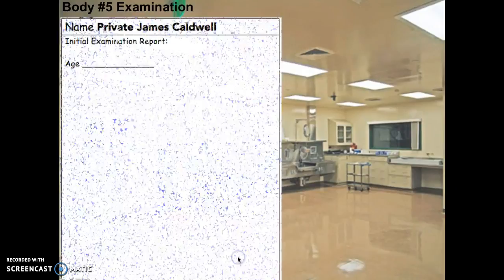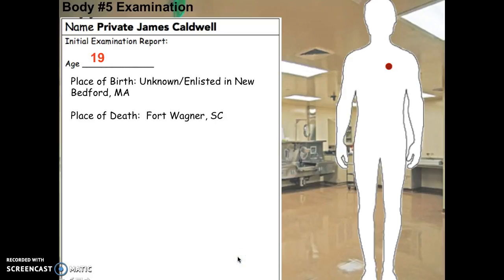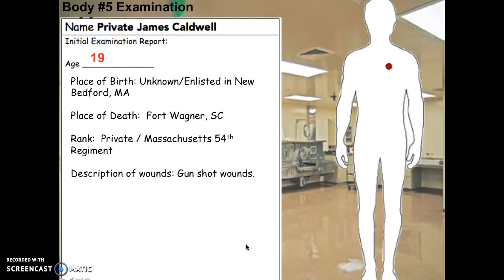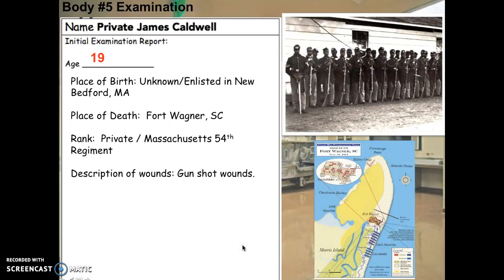And our last body is that of Private James Caldwell. He was 19 years old, enlisted in the Union Army in Bedford, Massachusetts. His place of death was Fort Wagner, South Carolina. He was a private in the Massachusetts 54th Regiment, and he died of gunshot wounds. Okay, there's a photograph of the Massachusetts 54th. Here's a map of Fort Wagner in South Carolina.